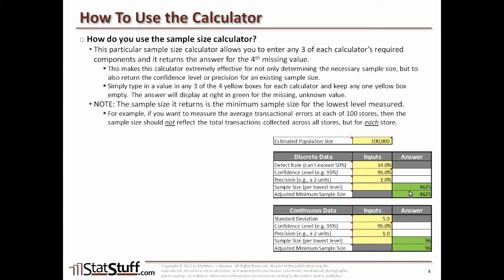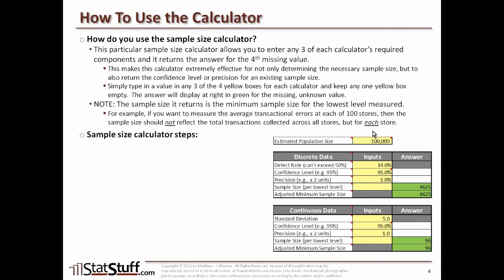So if you're going to try to measure transactional errors at each of the 100 stores for some measurement that you have, then your sample size should not reflect the total transactions collected across all stores, but your sample should be collected for each store. So you've got to be very careful in how you account for that when you're working with your sample size calculator and planning out how you're going to collect your data for your analysis.